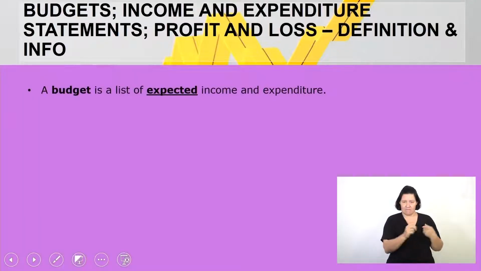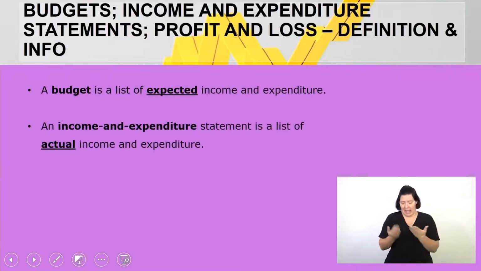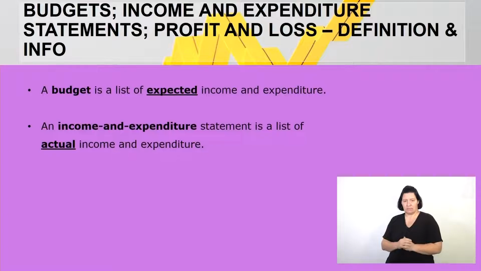As indicated earlier on, we will now be looking at budget. Now let's see what is indicated here. Let's quickly get familiar with some definitions and information that is important to you. So first, a budget is a list of expected income and expenditure. Then we'll also look at the income and expenditure statement.